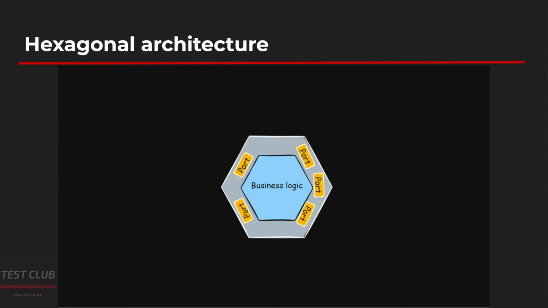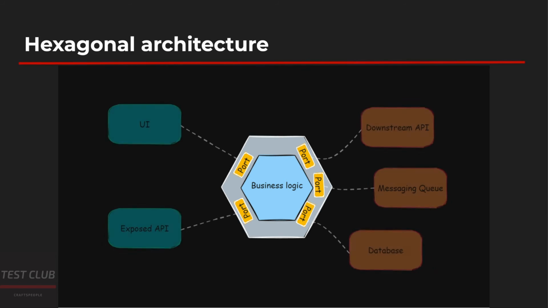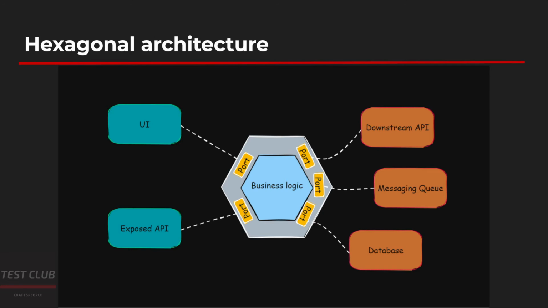So the main idea behind the hexagonal architecture is to separate business logic from all the outside world. And you do this by making business logic one part of an application and classes that face the outside world another part of an application, which are usually called ports. So for example, you will have a port that facilitates UI, another port will expose API, some other port will contact a downstream API or messaging queue or database.